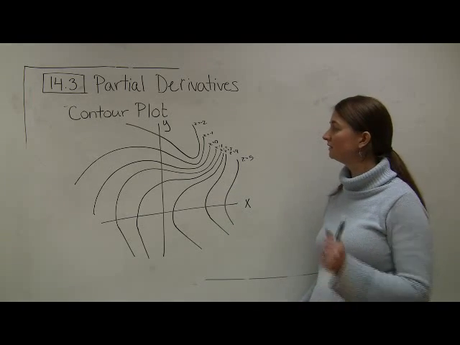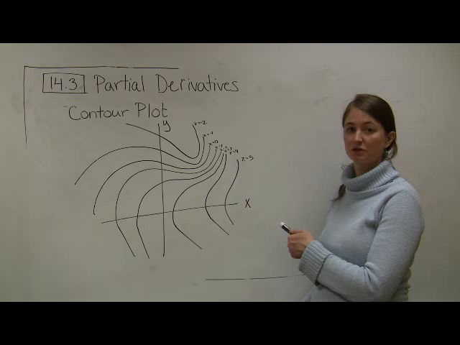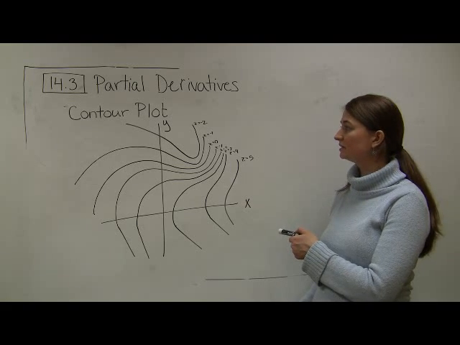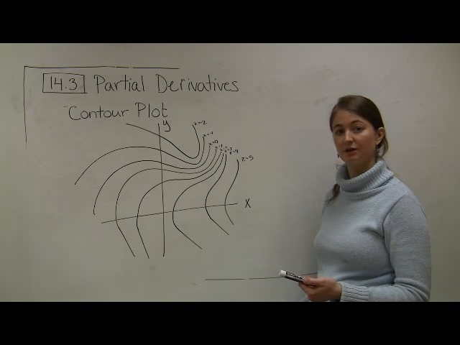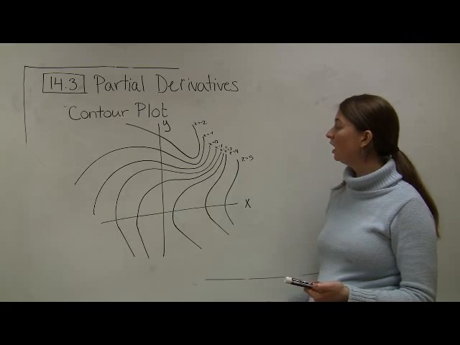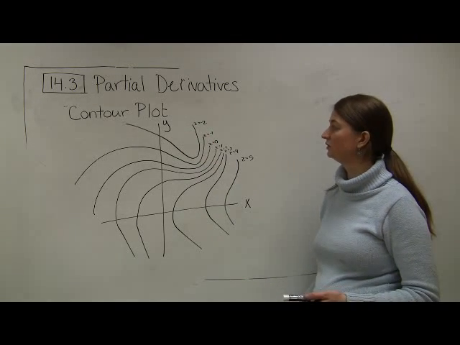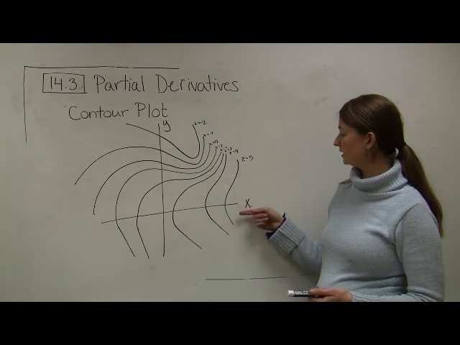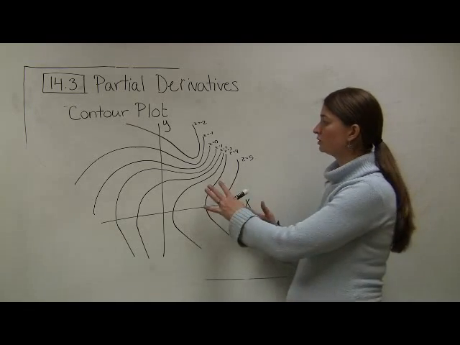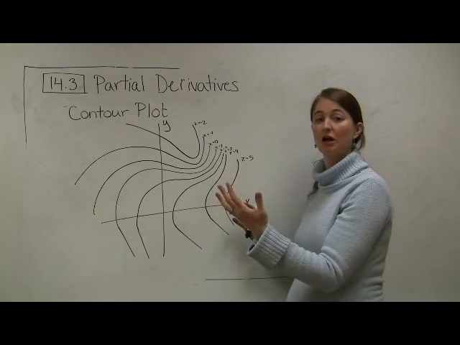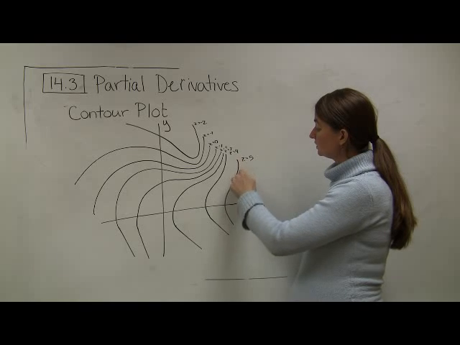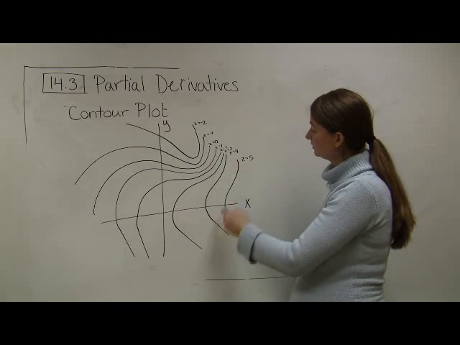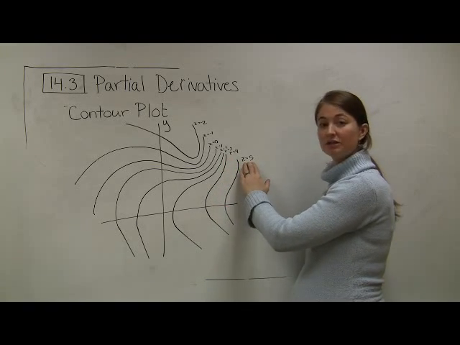I want to talk about finding partial derivatives given a contour plot. So let's say instead of giving an equation of a two-variable function, all we have is the contour plot of the two-variable function. So again, the contour plot is a two-dimensional representation of some three-dimensional object. And each of these curves is a level curve that have the exact same height, or z value.